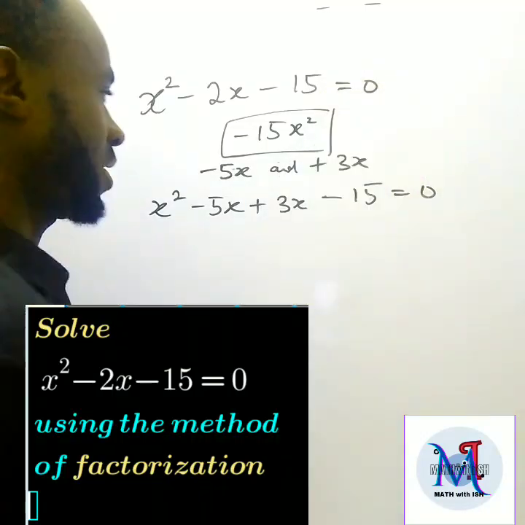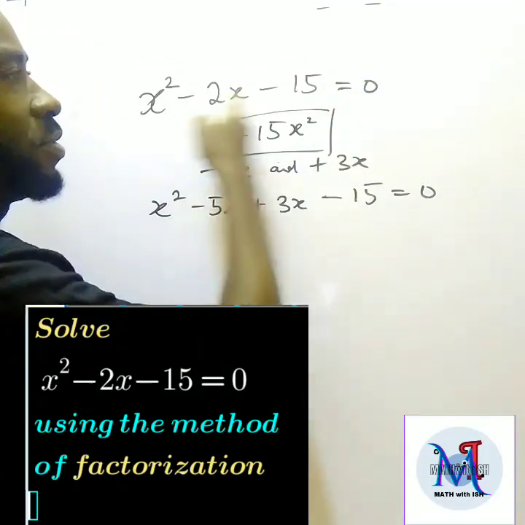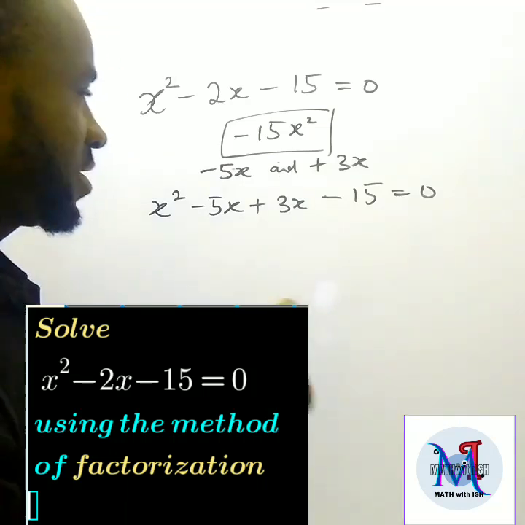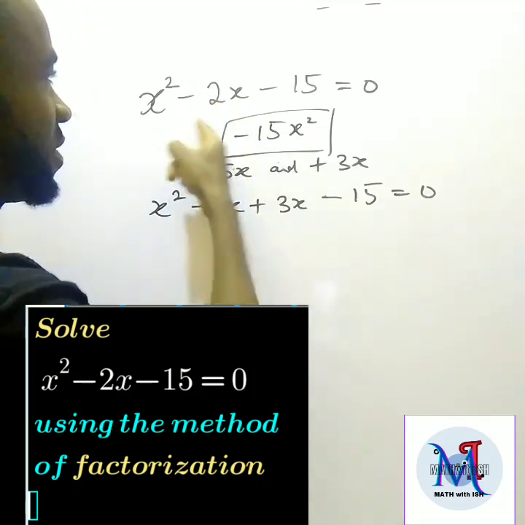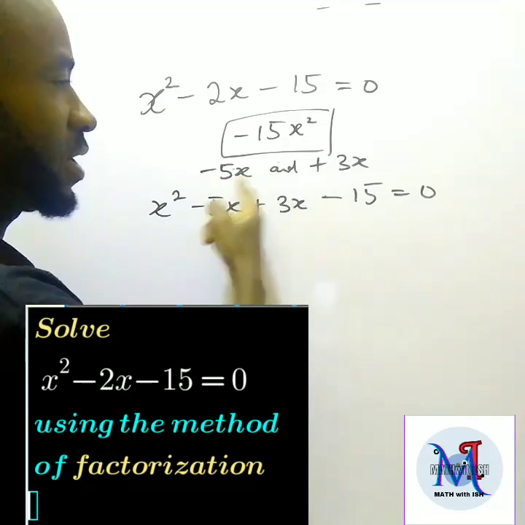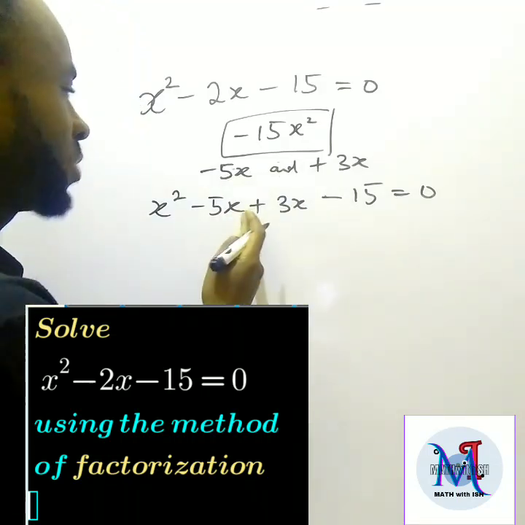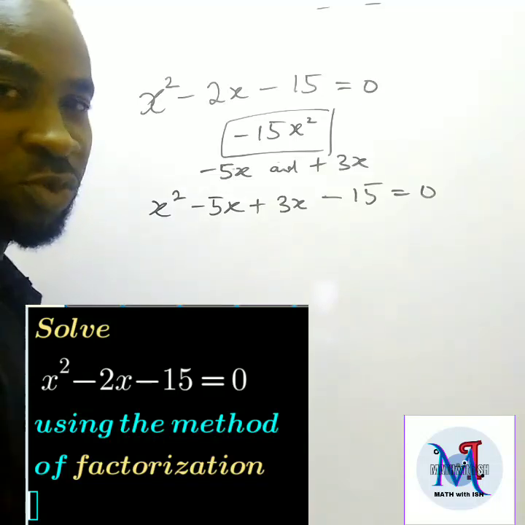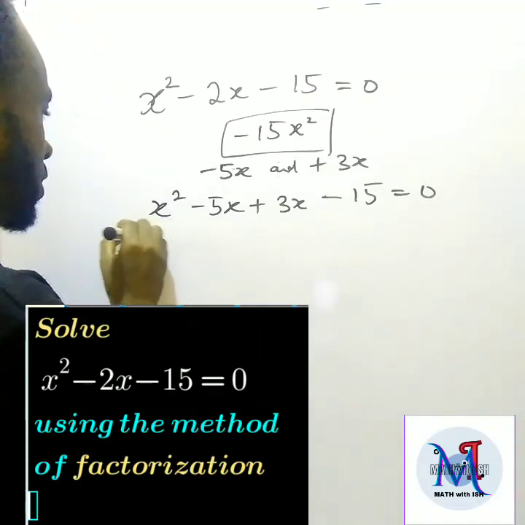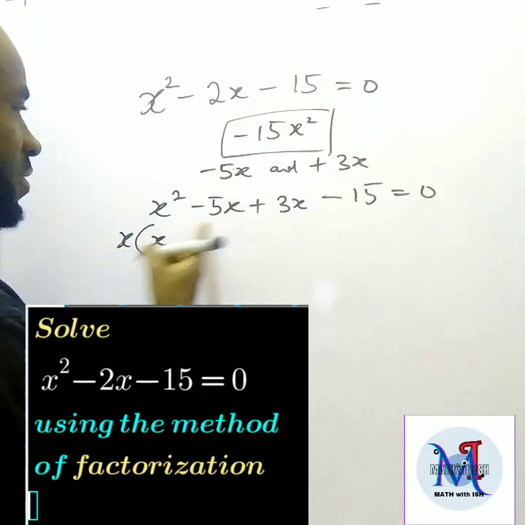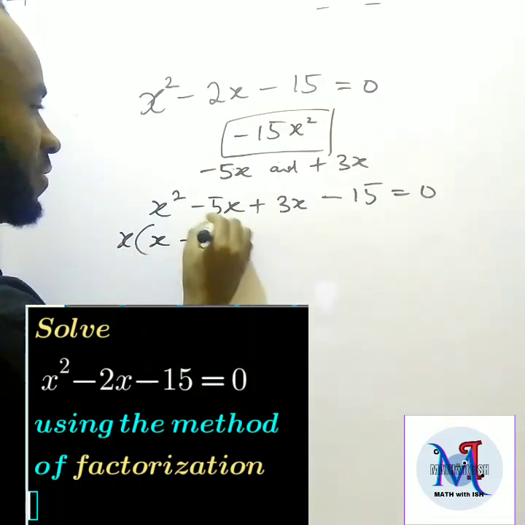You can see that what I wrote here is simply what I've written right here. The only difference is that I have to replace this minus 2x by these two factors. Now the next thing to do is to group them in pairs. These two, pick out what is common, and x is common. X divided x squared is x. X divided minus 5x is minus 5.